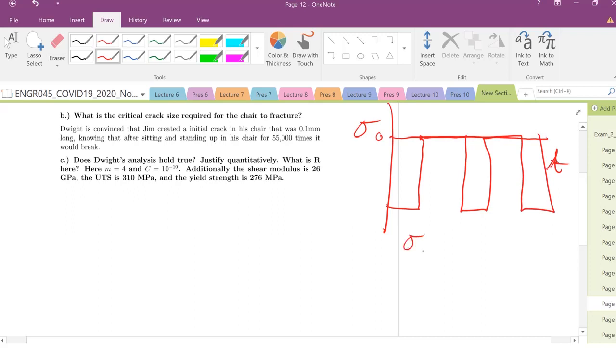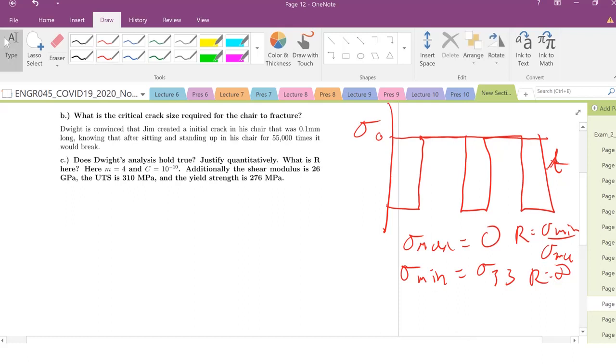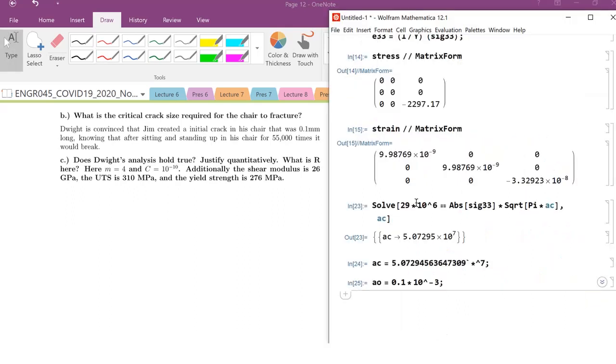So what is sigma max? My maximum stress is 0, right? The unloaded state. My sigma min is going to be my sigma 3,3 because it's negative in compression. So R is equal to sigma min divided by sigma max. So my R value here is infinite. So that is your R value for this fatigue cycle behavior. So here m is equal to 4, C is equal to 10 to the minus 10. Shear modulus is this, UTS is this. I'm just giving fake information to kind of throw people off the scent here.